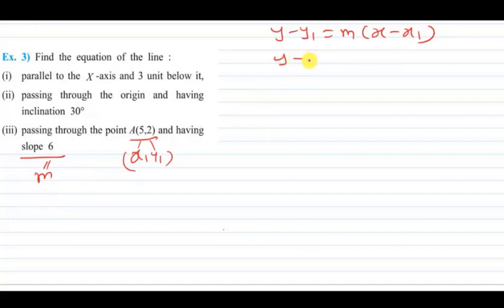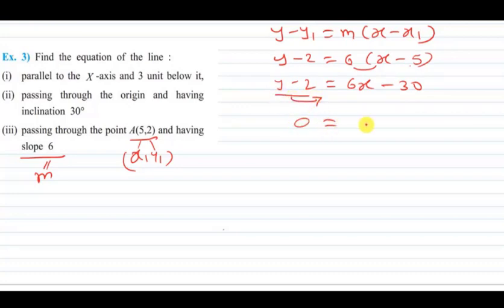What is the value of y1? It is 2. What is the value of slope? It is 6. X minus, what is the value of x1? It is 5, right? So what I will get: y minus 2 equals 6 into x, 6x, 6 into minus 5, minus 30. Just shift all the terms to the right hand side. What I will get: 0 equals 6x minus 30, and minus y plus 2.